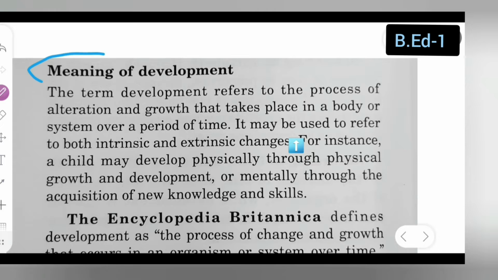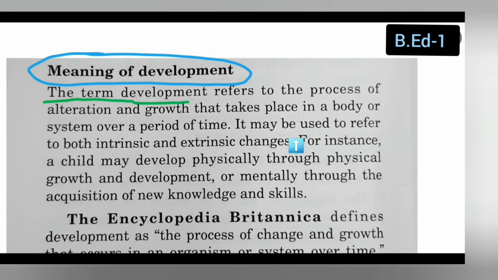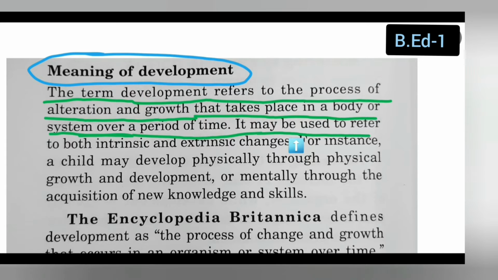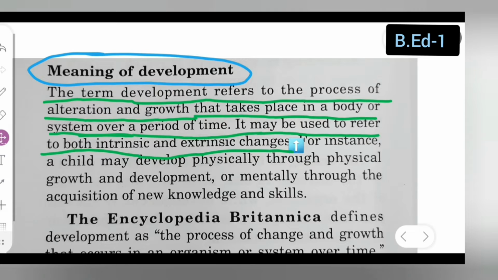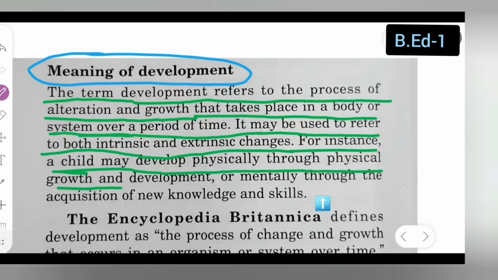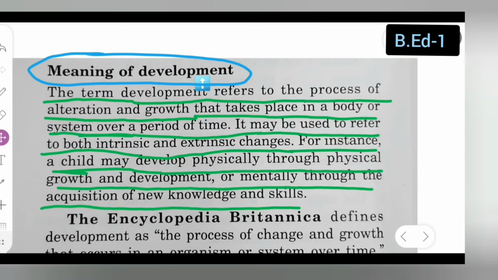Next, moving towards the meaning of development. Now, let us see the meaning of development, what it means. The term development refers to the process of alteration and growth that takes place in a body or system over a period of time. It may be used to refer to both intrinsic and extrinsic changes. For instance, a child may develop physically through physical growth and development, or mentally through the acquisition of new knowledge and skills. So here, the meaning of development is given to you all.